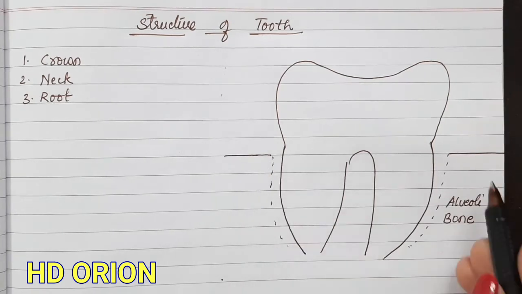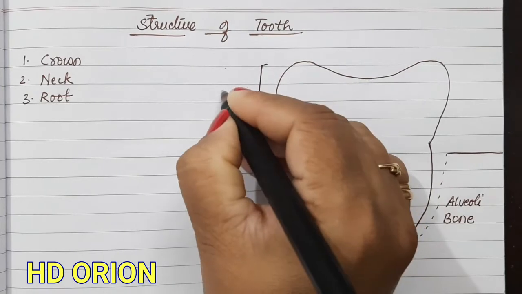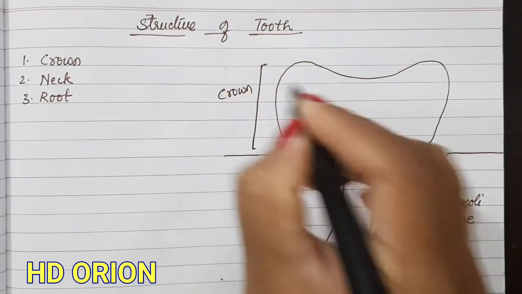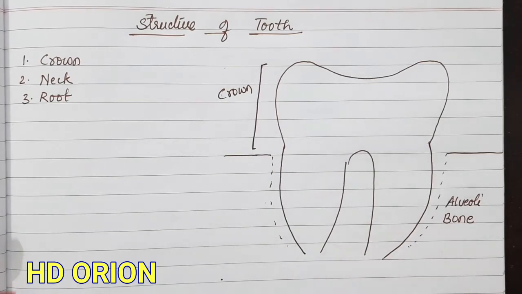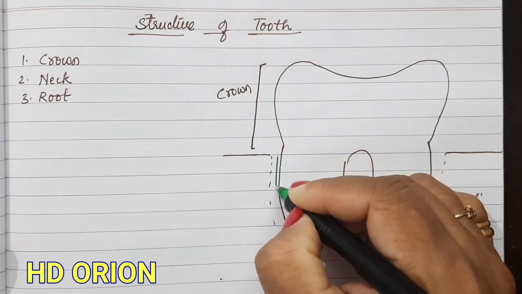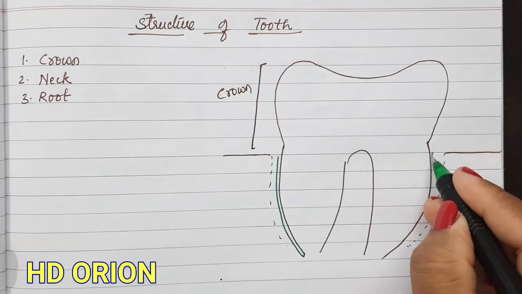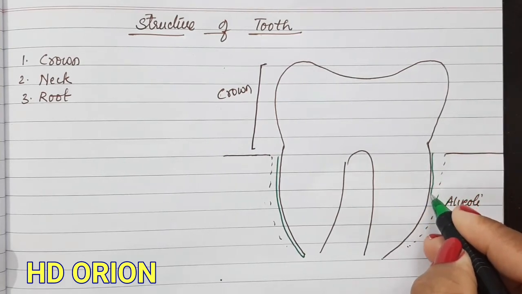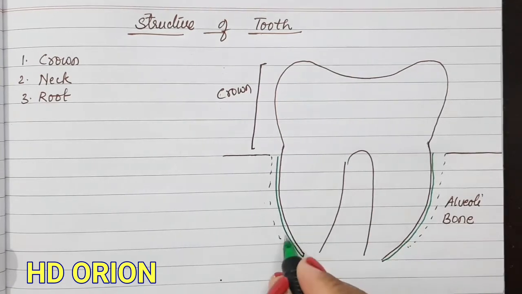This part is, let us see from above, this part is the crown. This is the exposed part. Now this is the bony part I told you, and the teeth has this particular membrane that covers the teeth over here. This membrane which covers the outer membrane is the periodontal membrane.